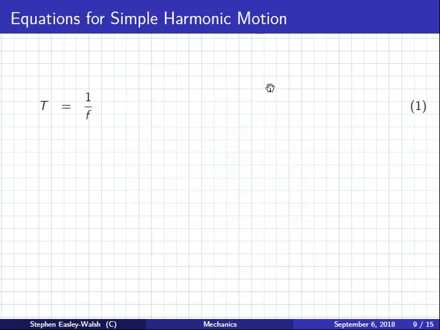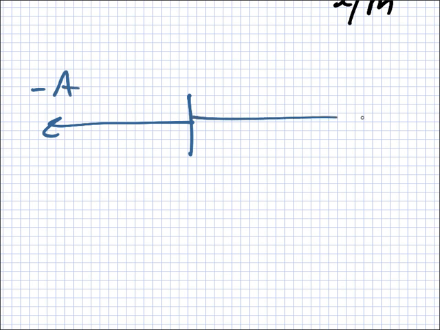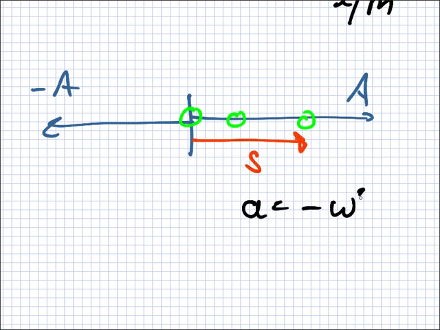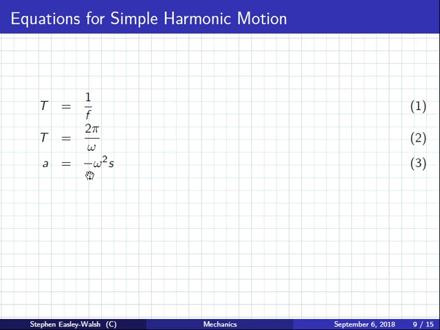So the first formula, the same: T equals 1 over F. Next formula, also the same. This is a new one. The acceleration is minus omega squared s, where s, to be clear, if you start here, and this is minus A, and this is A, and here it is moving, the s is its displacement. The reason that the a is minus is because, remember I said, if it's on the right, then the force is to the left. So that's why it's a minus. So this is a new formula, minus omega squared s. A is acceleration.